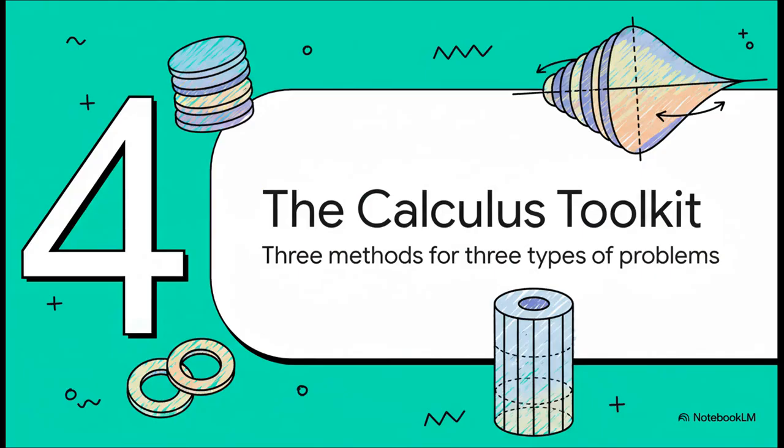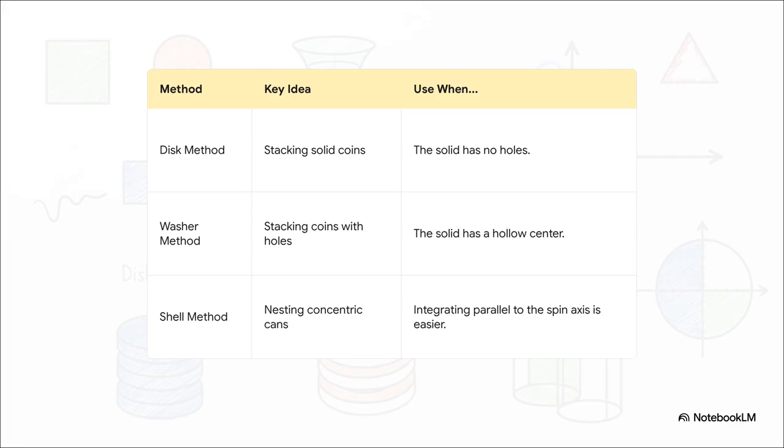Now, to measure these special solids of revolution, we have three main tools in our calculus toolkit. You can think of them like different attachments for a power drill. Each one is perfectly designed for a specific kind of job. And this table here breaks it down perfectly. You've got the disk method, which is for solid objects, like a vase or a baseball bat. Then there's the washer method, for objects that have a hole in the middle, like a donut or a pipe. And finally, the shell method, which is a really clever alternative for when it's just easier to think about the problem in a totally different way.